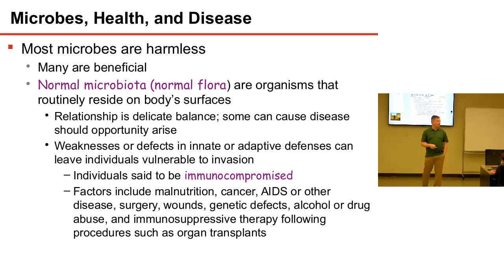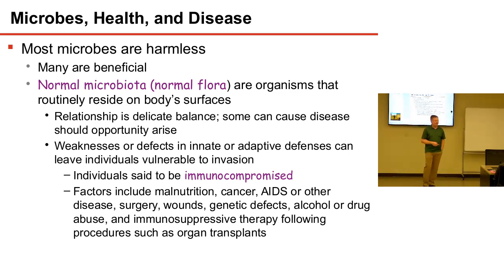A lot of things can knock them out. And so this can cause disease should the opportunity arise. We're going to be seeing another term moving forward called opportunistic pathogens. Opportunistic pathogens are ones that normally do not cause disease, but if given the opportunity, they can potentially cause harm. And so this whole relationship between all these different microbiota that live on us and us is very, very fragile, and very easy to break sometimes.